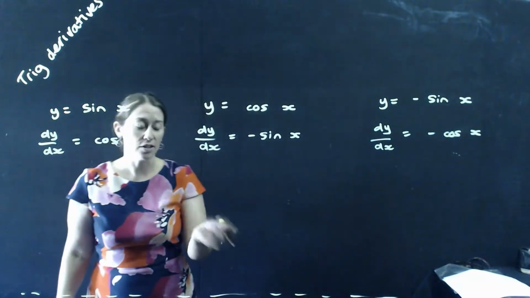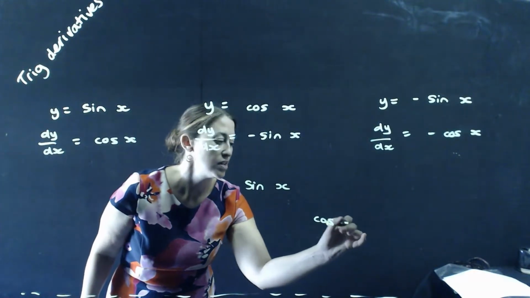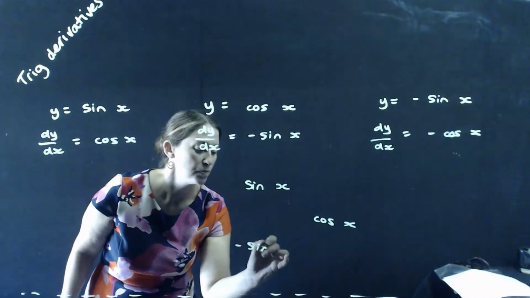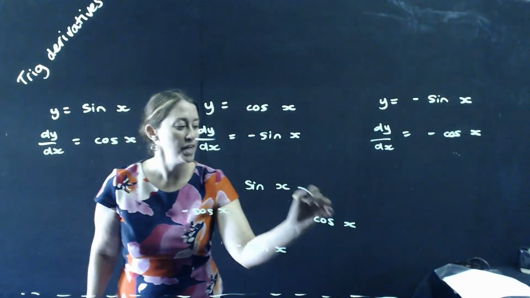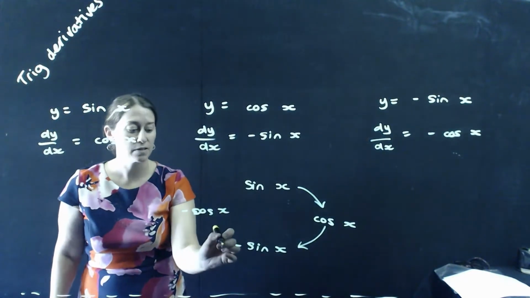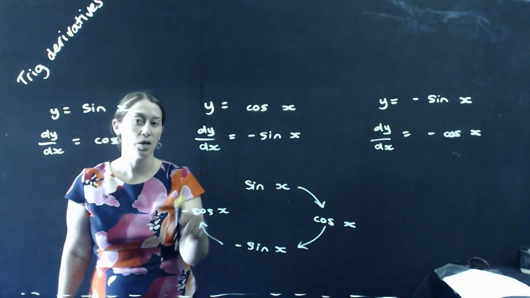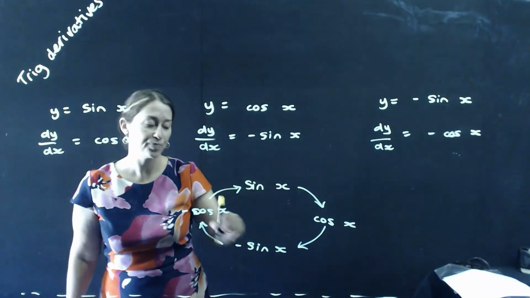In fact, I like to use this diagram here and say that how we differentiate these functions goes round and round in a circle. Oh, that's supposed to be a cos. There we go. Sine x differentiates to cos x, differentiates to minus sine x, differentiates to minus cos x, differentiates to sine x, and so on.